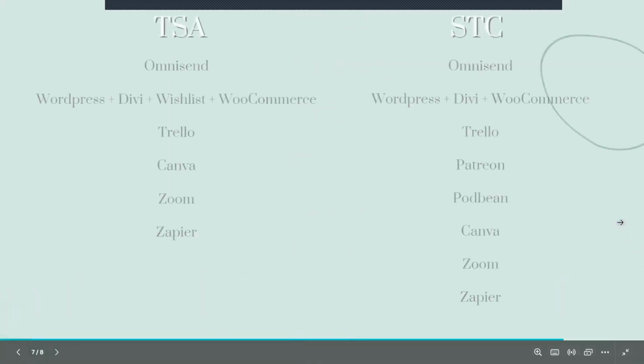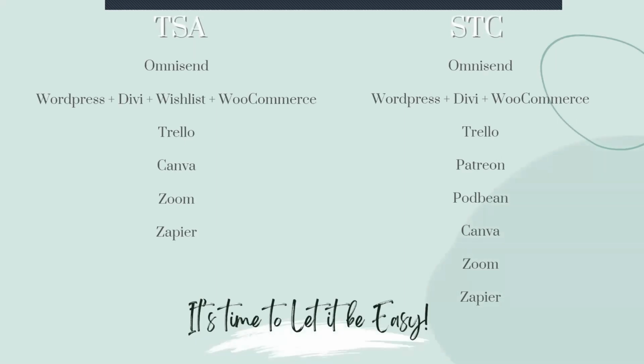And when you look at the two side by side, you can see there's not a lot of difference there, right? I mean, there's a little bit less in this area because we don't need it. And there's a little bit more over here because there's a level of community and also the podcast hosting that is not needed for the Tech Savvy Academy. Other than that, they're the same. And that's because simplicity is key. So there's no reason for me to use one email platform with my business and a different one with my joint business. Why have the learning curve on two different platforms? Why not use the same thing in both places?